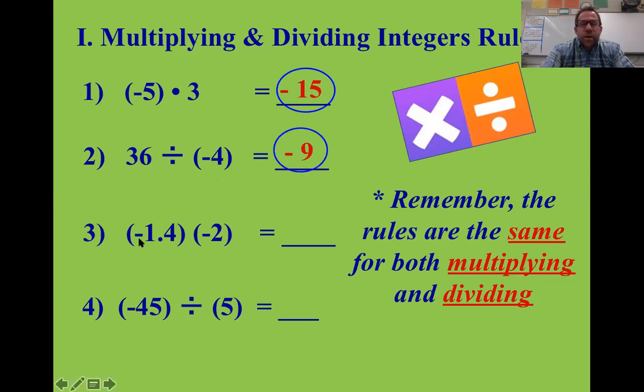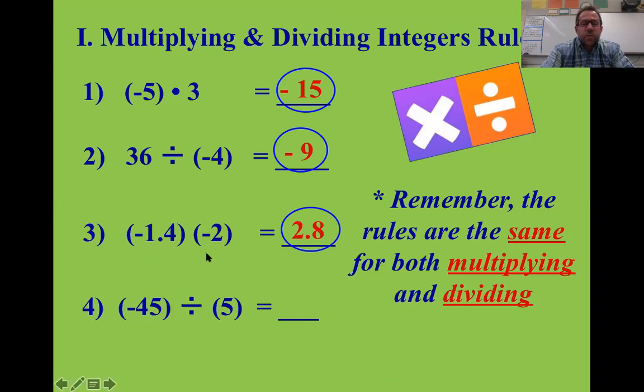Okay, here we've got a negative times, right? Parentheses means times. A negative times a negative. So a negative and a negative, we know our answer over here is going to be positive. So now let's see if we can do this in our head. 2 times 1 is 2, and 2 times 4 is 8. So we should have 2.8, positive 2.8.